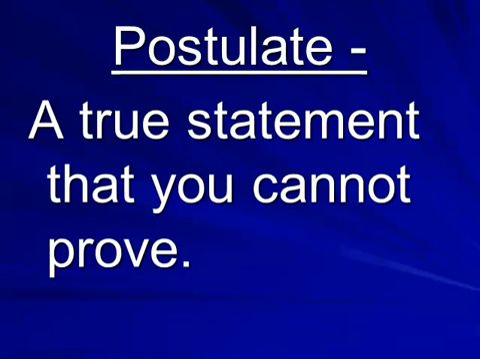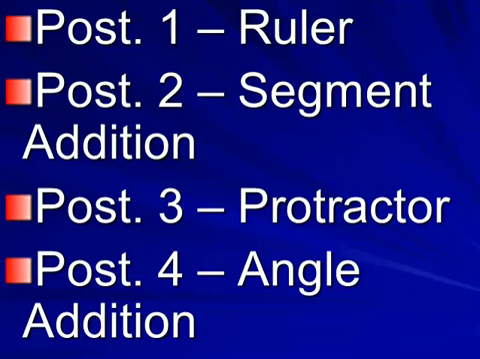We've talked about postulates and said that postulates are true statements that you cannot prove. We accept them without proof. The postulates that we have talked about, the first postulate is the ruler postulate, and this states that on a number line there's one number for each mark. Postulate 2 was segment addition. This stated that a small segment plus another small segment right next to it added up to a large segment.